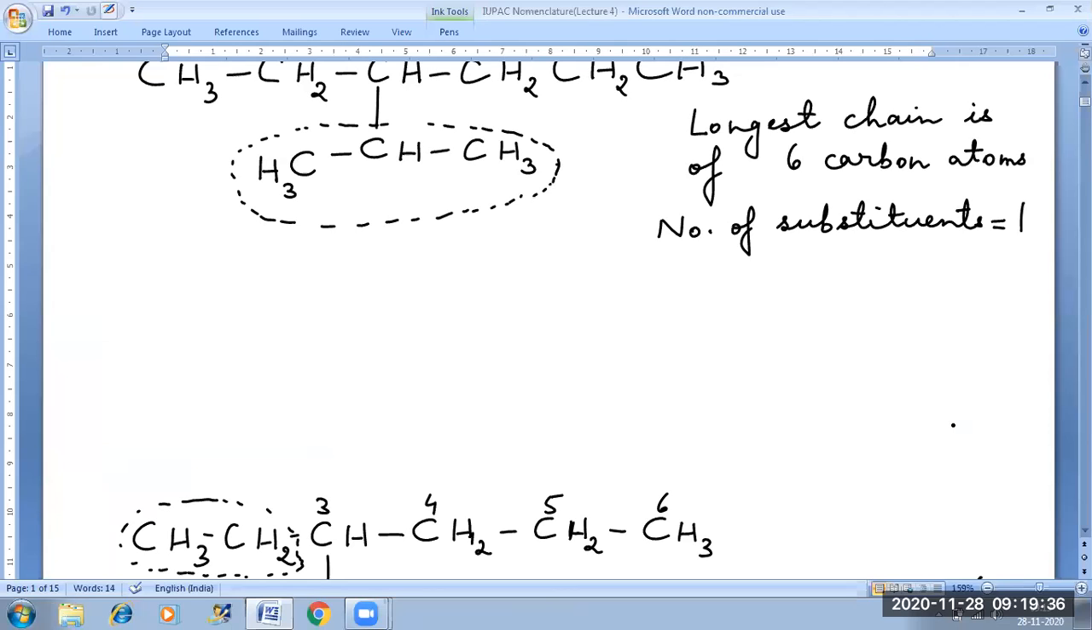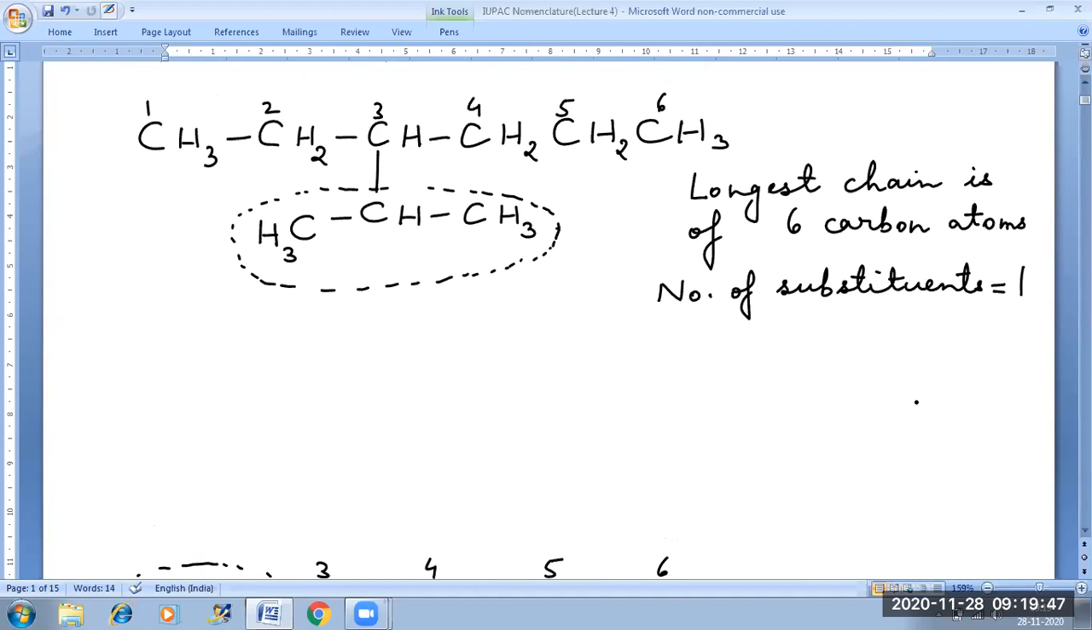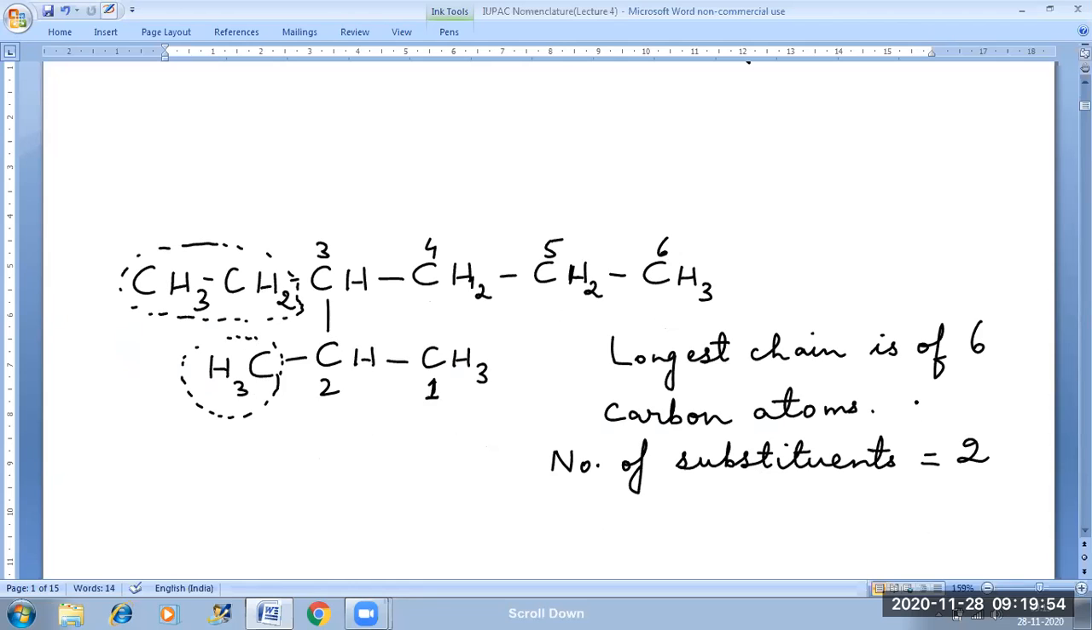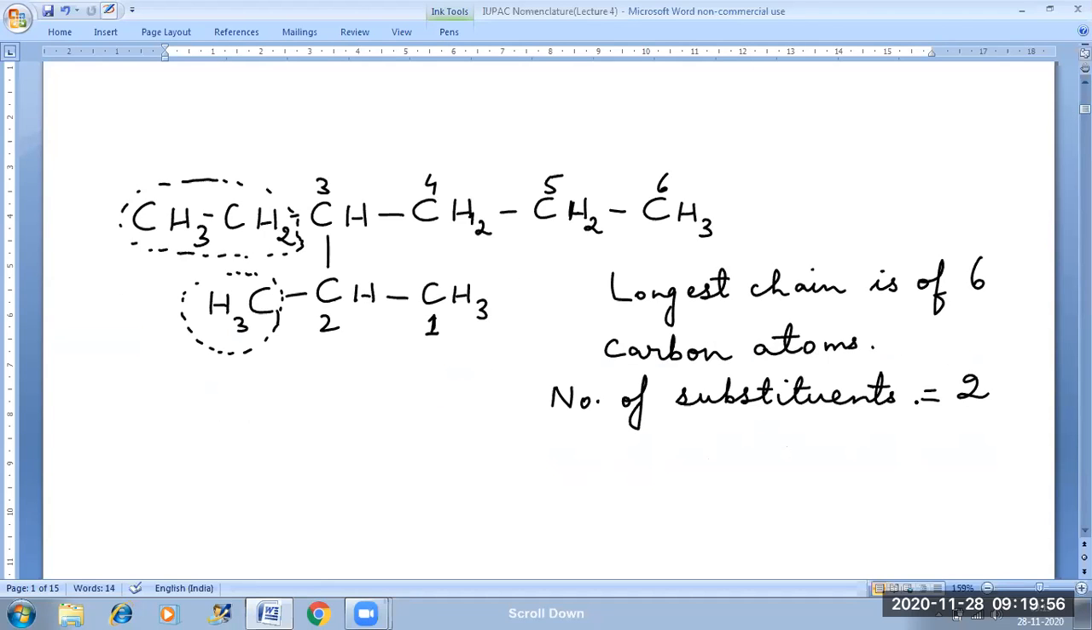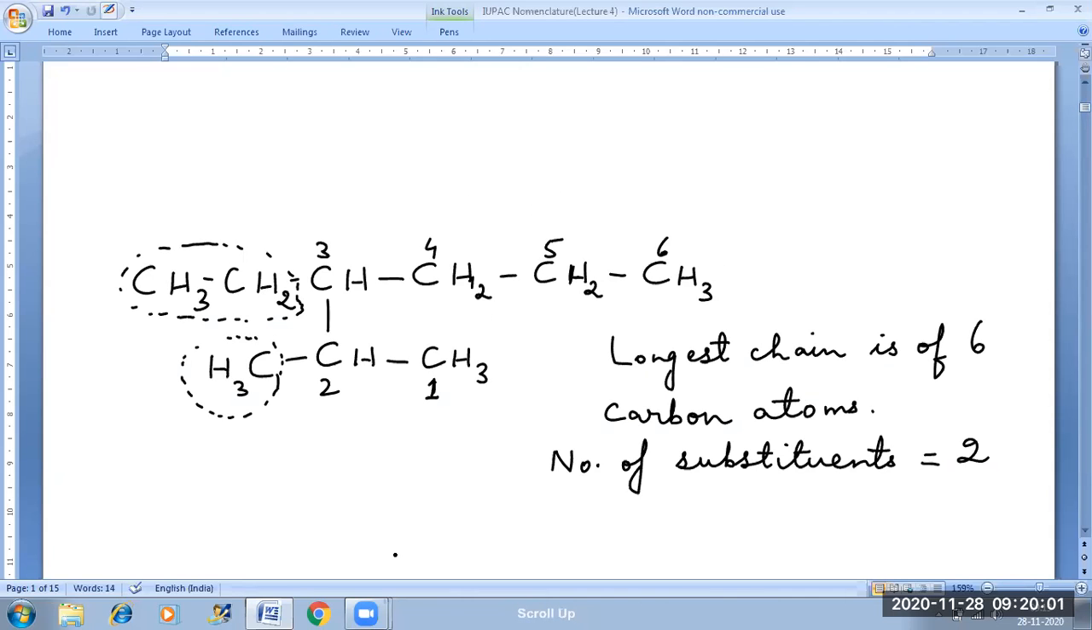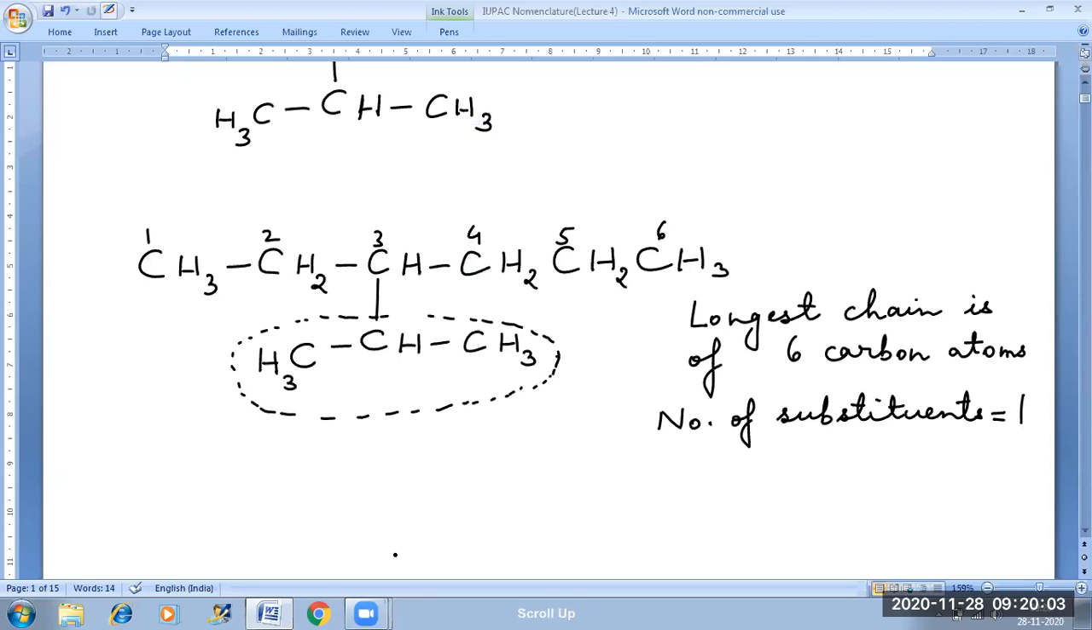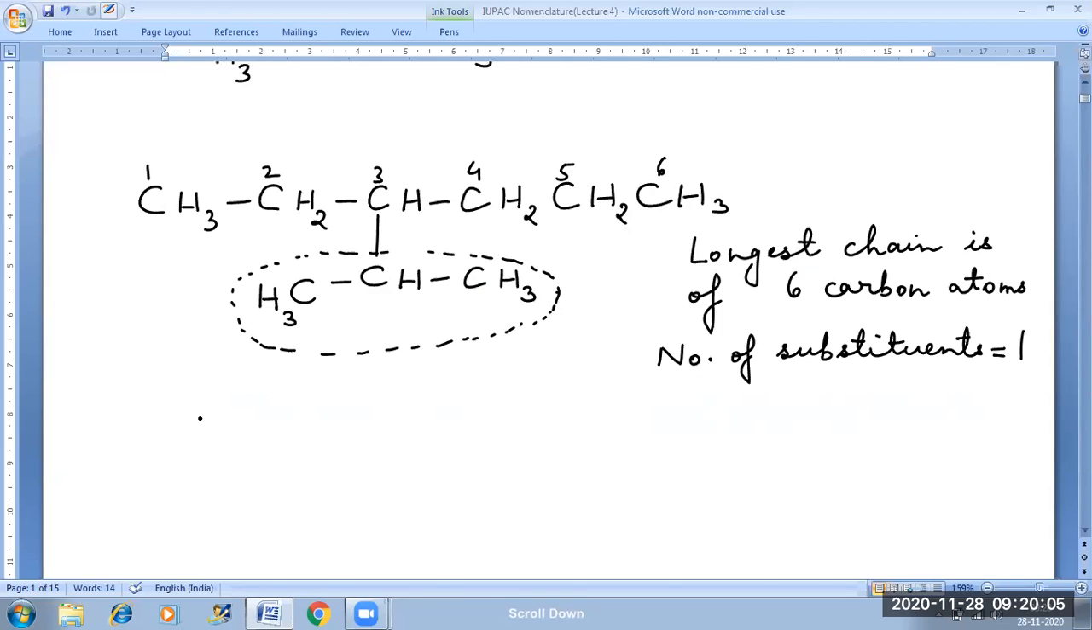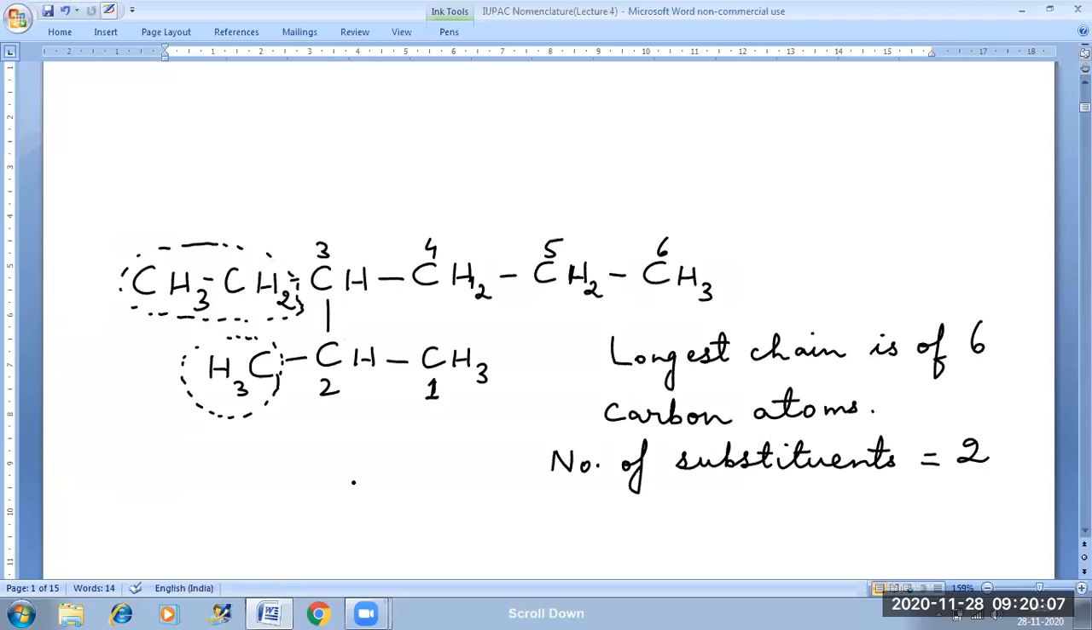So in both the cases, the longest chain is of 6 carbon atoms, but the number of substituents is not the same. In the first one, the number of substituents is 1, and in the second one, the number of substituents is equal to 2. So which one should we choose? This one or this one? The second one, right? Okay.